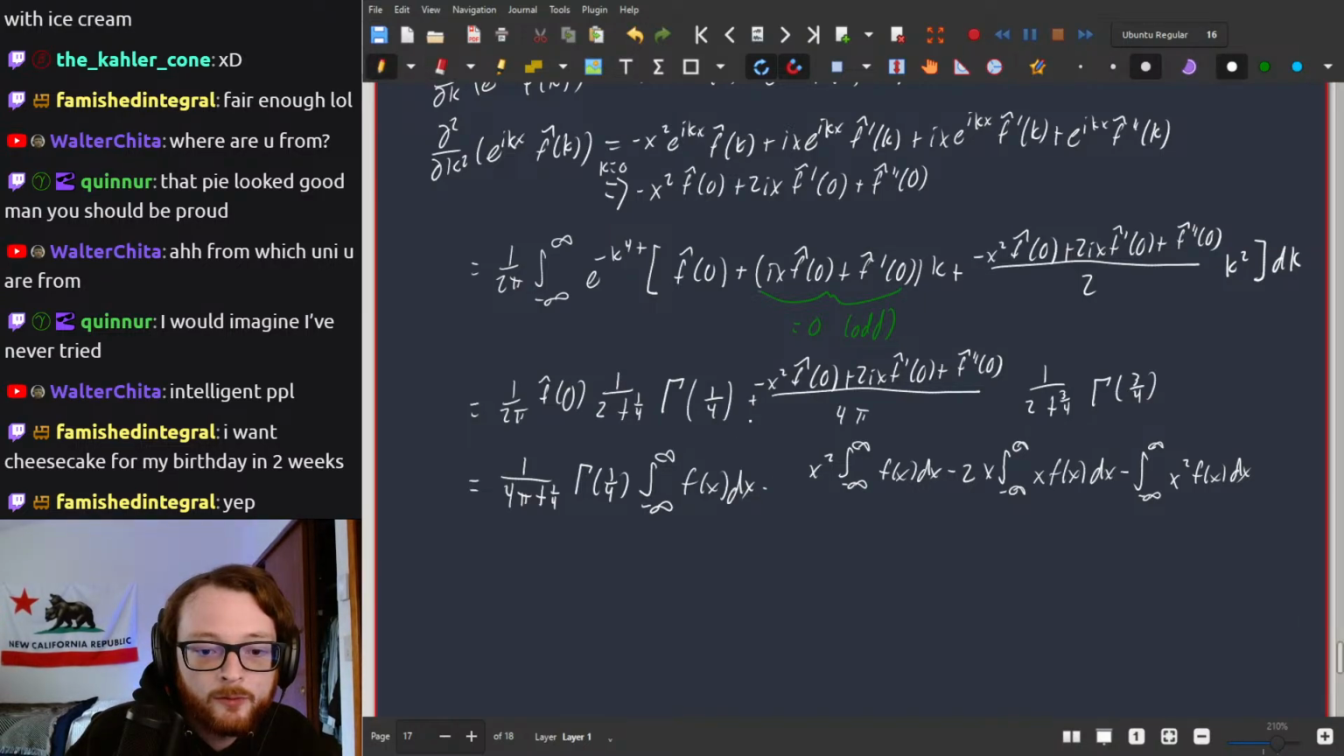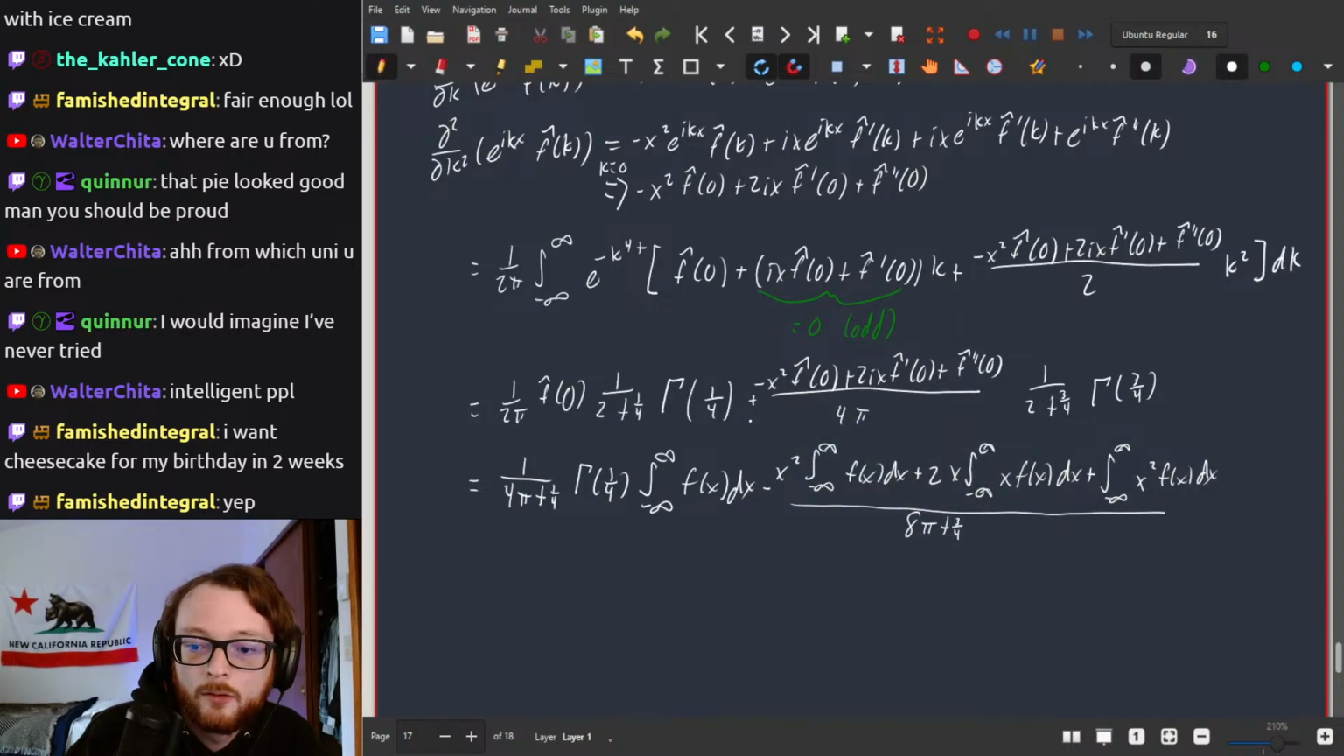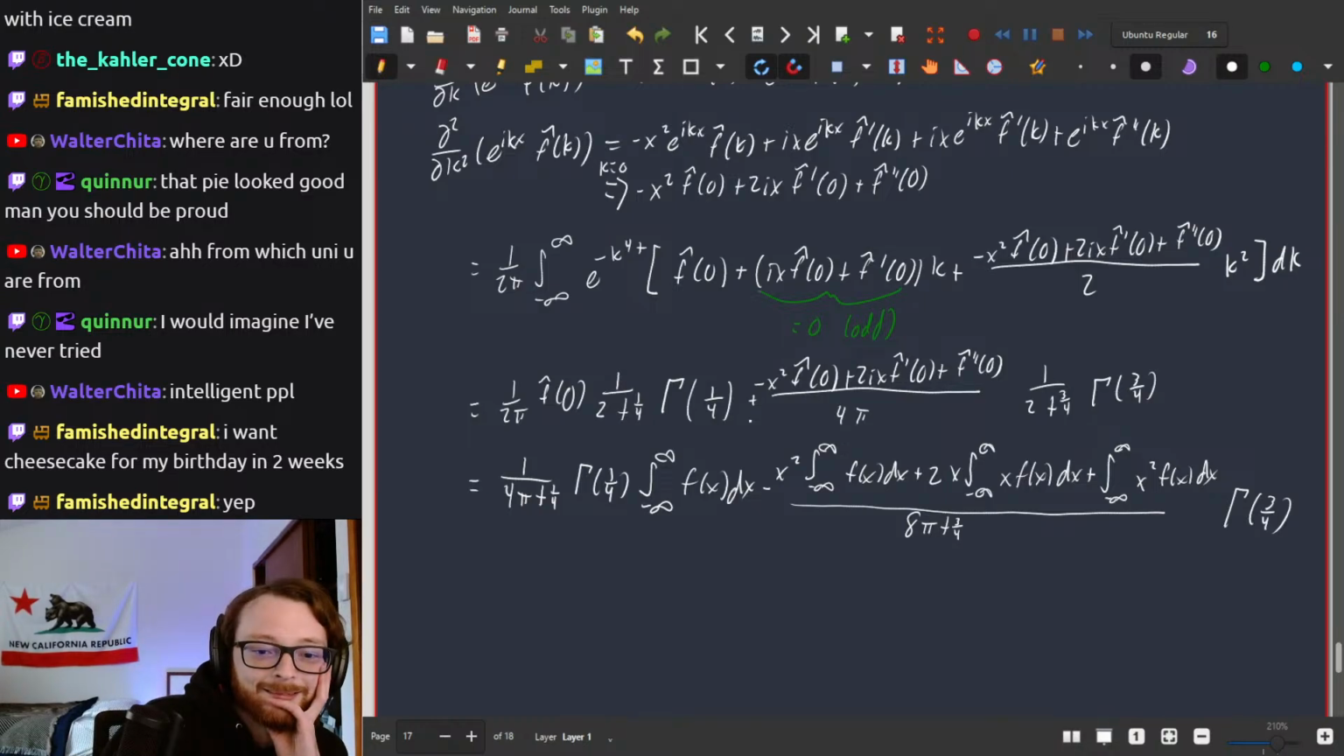And we can factor out these negatives. What an expression this is. 8 pi t to the 3/4 gamma of 3/4. Okay. This is allegedly my answer? I guess so.